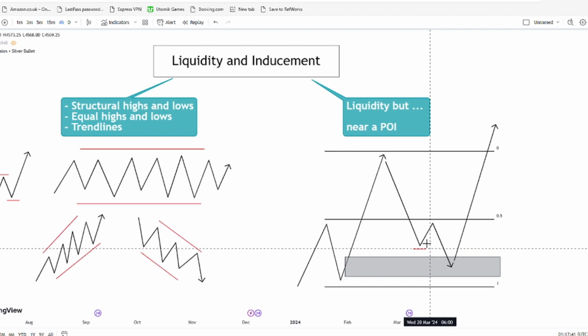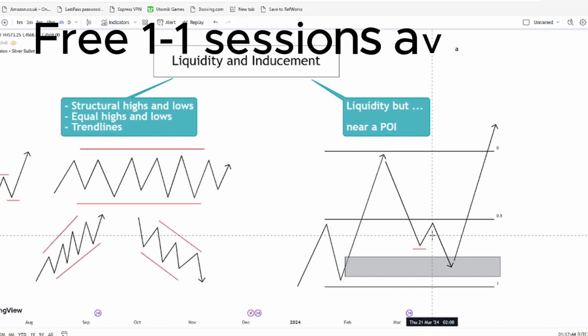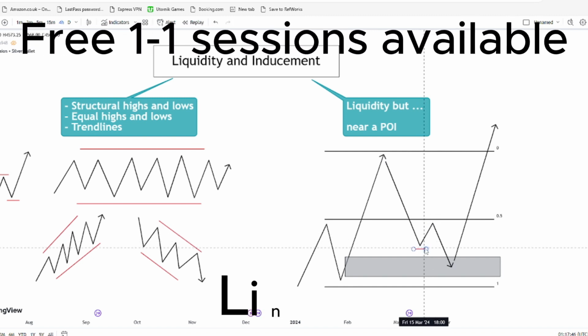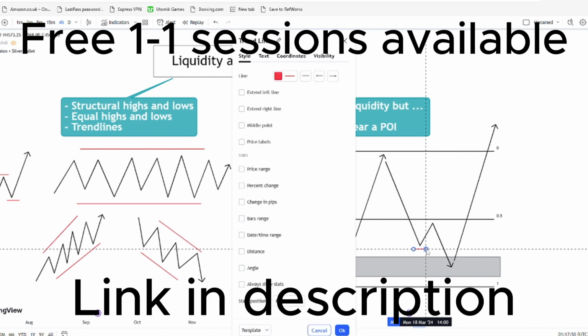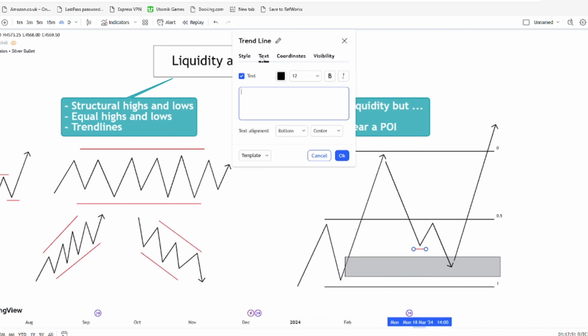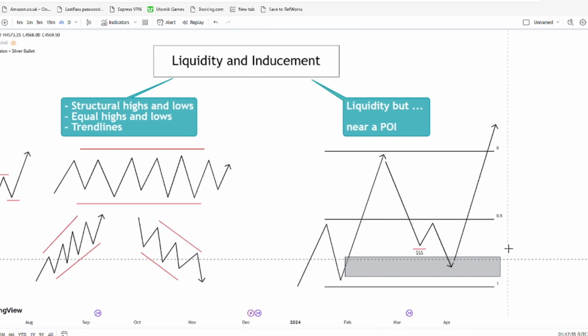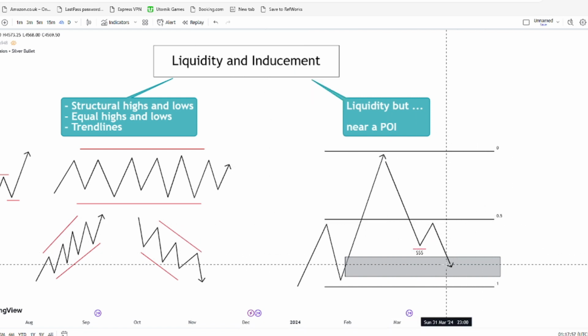So what we see is a low that gets formed. We see a low hovering just above the POI. This is a liquidity pool, right? If we just label this liquidity with dollar signs, it's easy for people to understand and remember that this is essentially liquidity over here. So what is the purpose of this, right? What is the purpose of this?